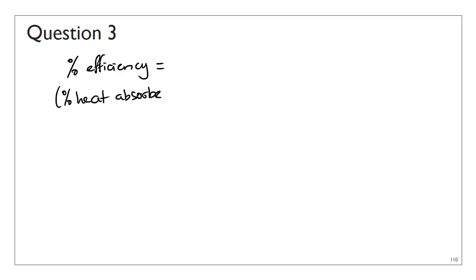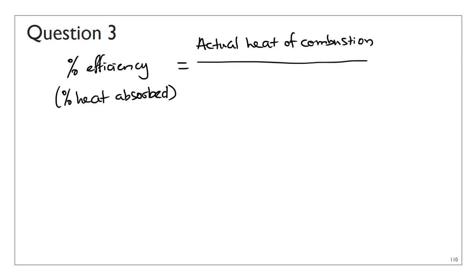you can calculate it using essentially the actual heat of combustion, which is calculated from the amount of energy that is actually absorbed, over the theoretical heat of combustion, which is given to you, and then times 100. So you just get a percentage of those two. As a general rule of thumb, you want the number to be less than 100. Well, it definitely shouldn't be more than 100.